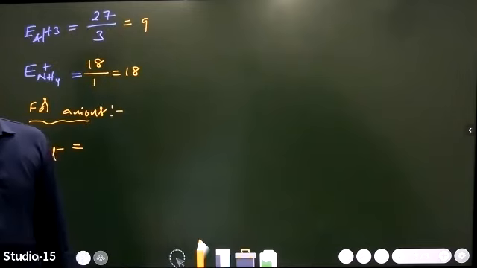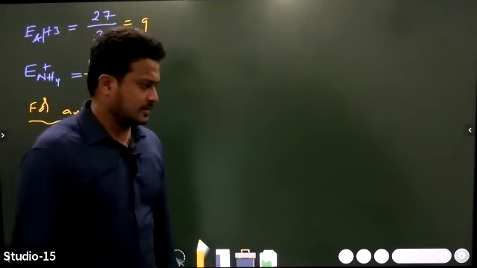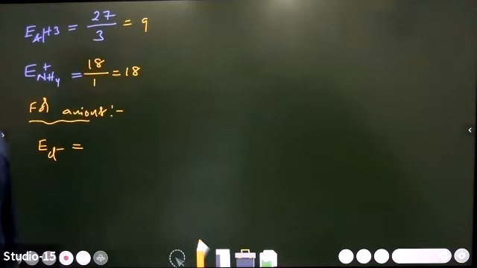After completion of equivalent weights, we will go through balancing reactions, redox reactions, balancing of redox reactions.